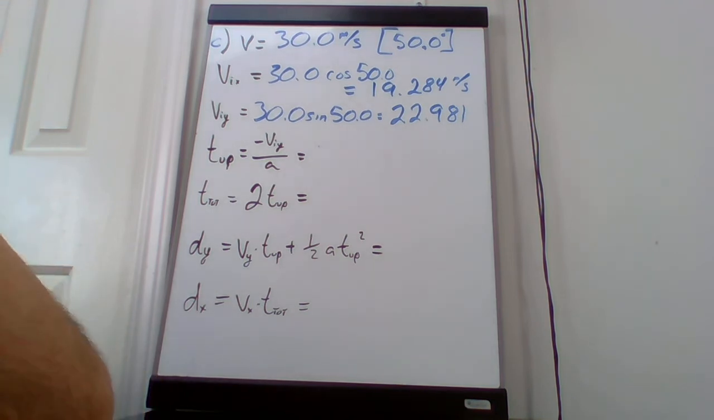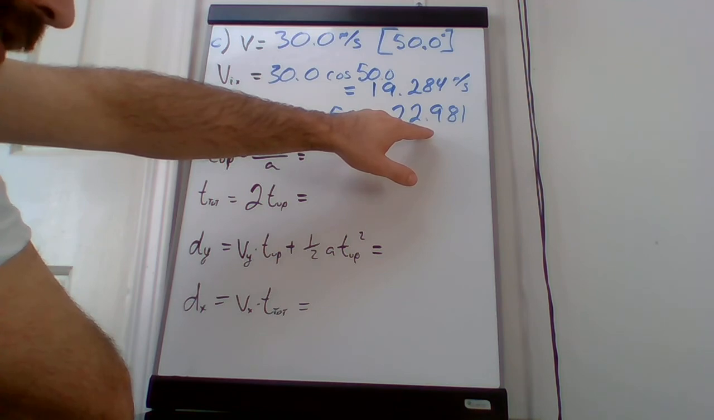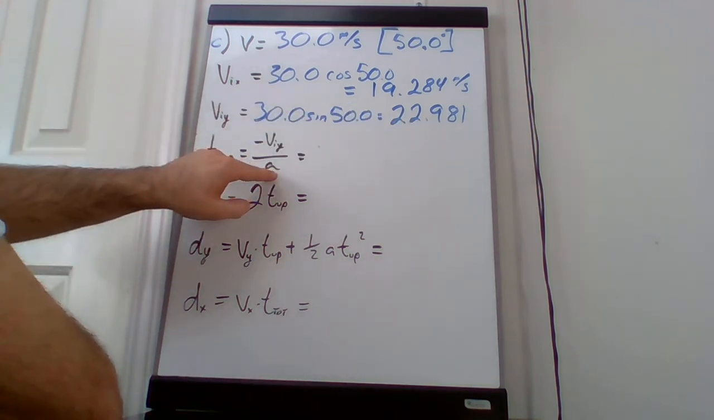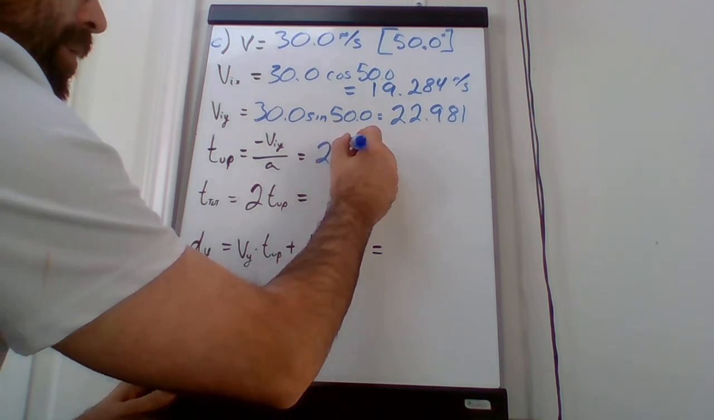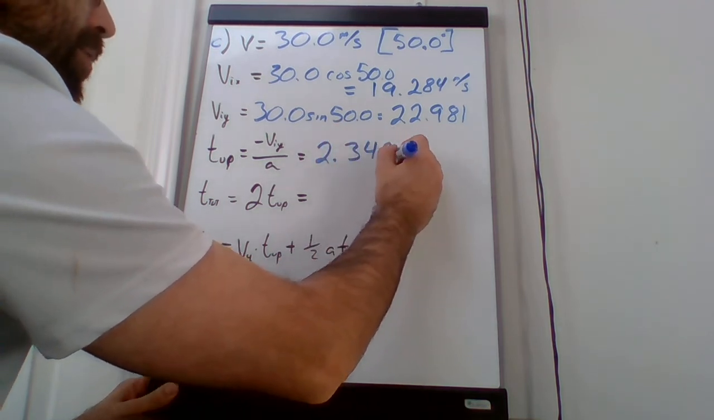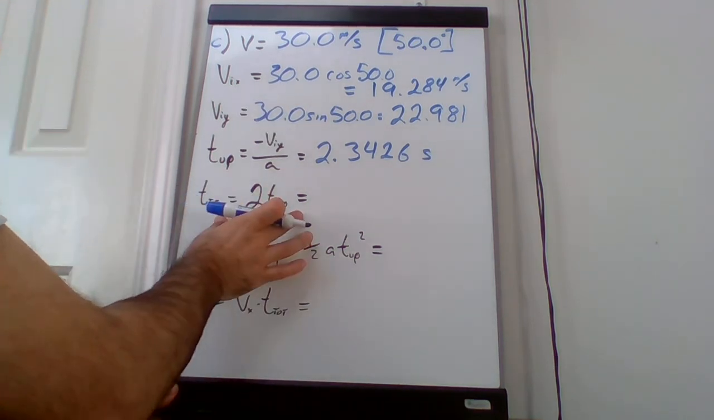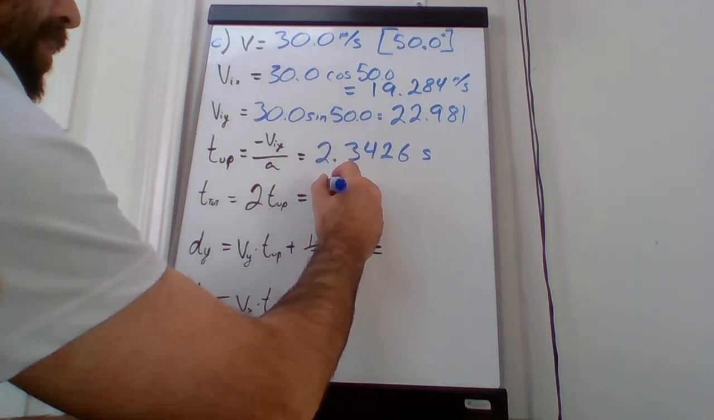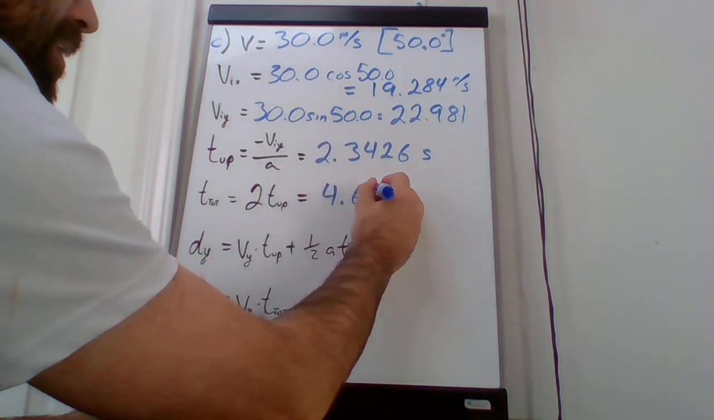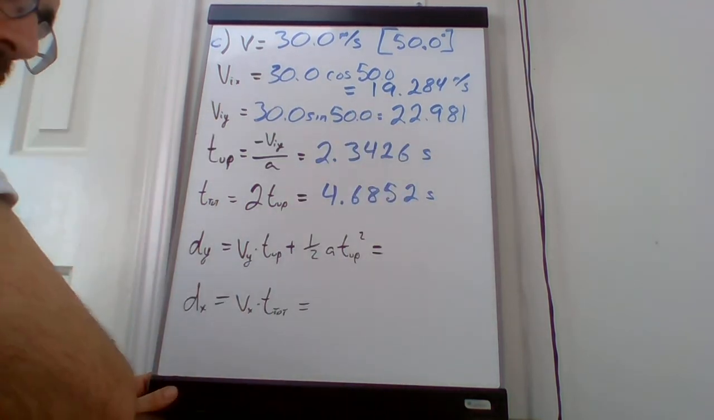Now that we have that initial velocity in the y direction of 22.981, I can divide that by my acceleration, and I get 2.3426 seconds. My total time is double the time up, so 4.6852 seconds.